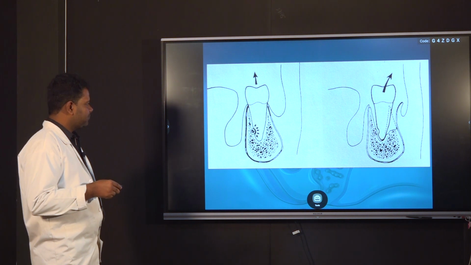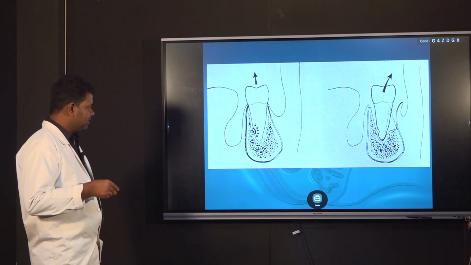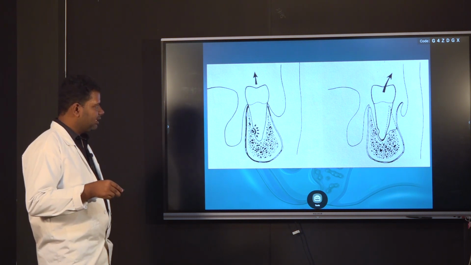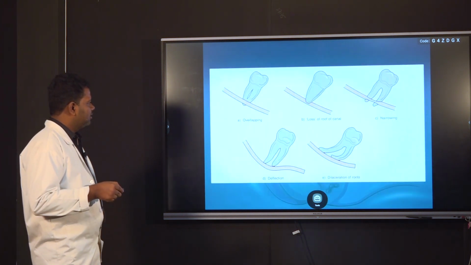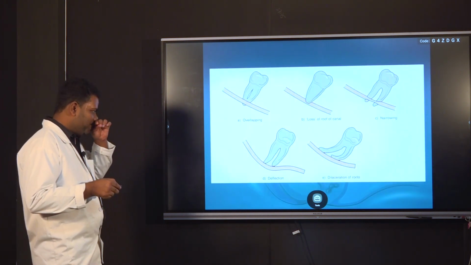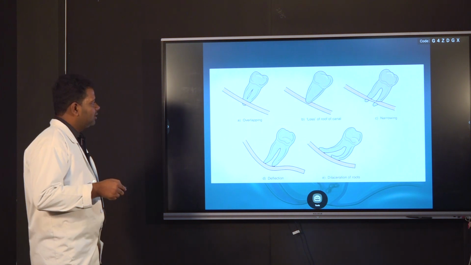So here you can notice that there is a canal present in the cross sectional views, and these are the types of inferior alveolar canal interpretation.